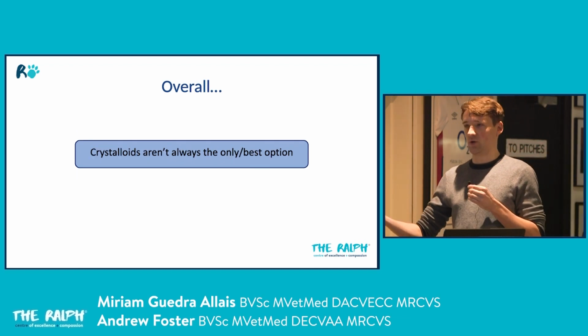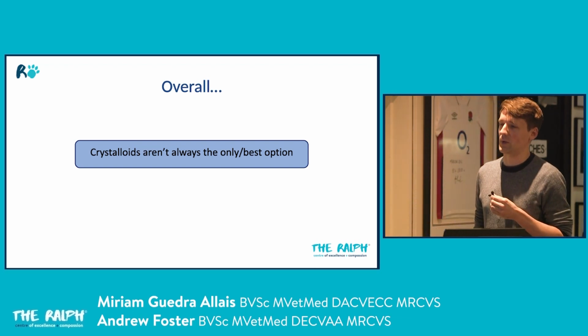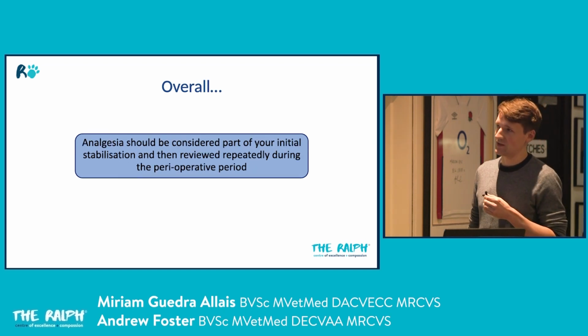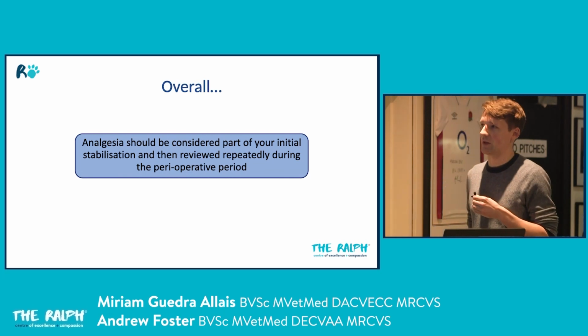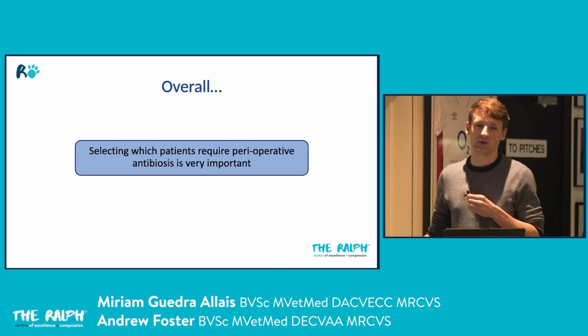Crystalloids aren't always the only and best option. They're where we generally reach first, but you do have other options available as well, especially plasma and blood products. Analgesia should be considered part of your initial stabilisation, but then reassessed all the way throughout. Really important. Selecting which patients require perioperative antibiotics is very important.